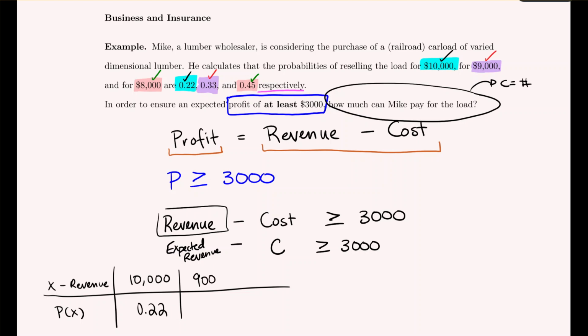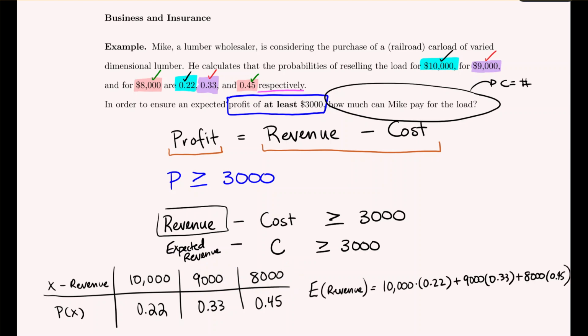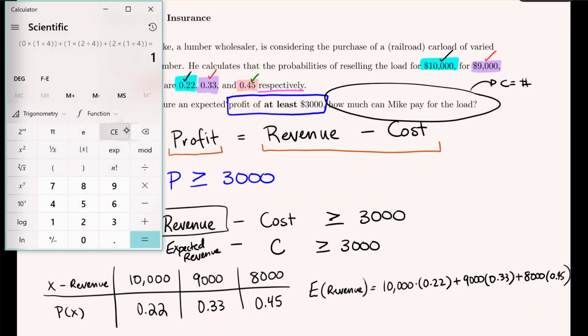For a $9,000 revenue, the probability of that occurring is 0.33. And for an $8,000 revenue, the probability of that occurring is 0.45. So to find the expected value, remember you take the item multiplied by its probability plus the next item times its probability plus the next item times its probability. So let's write that out. And now we just need to calculate this correctly.